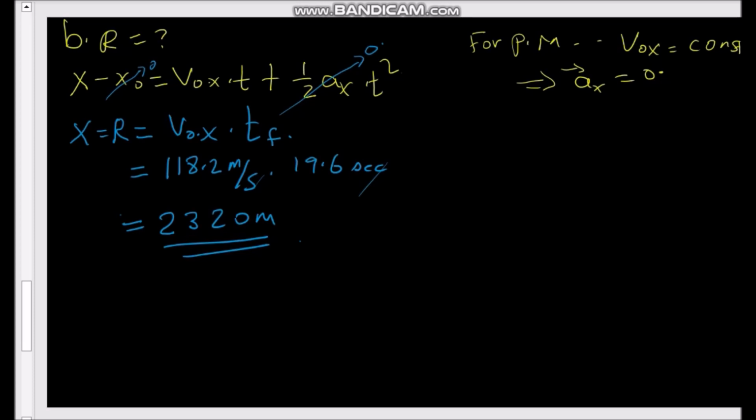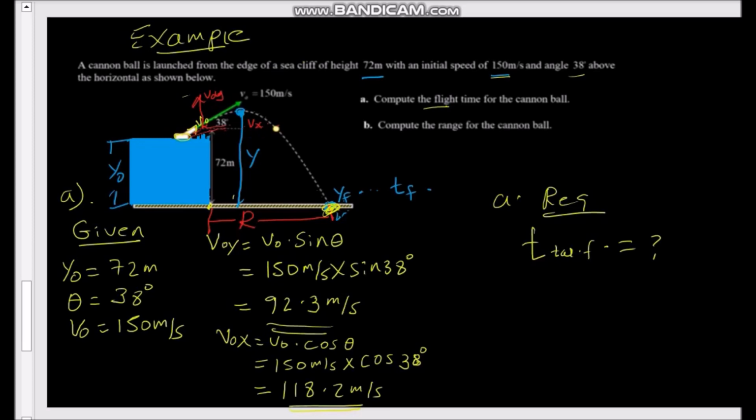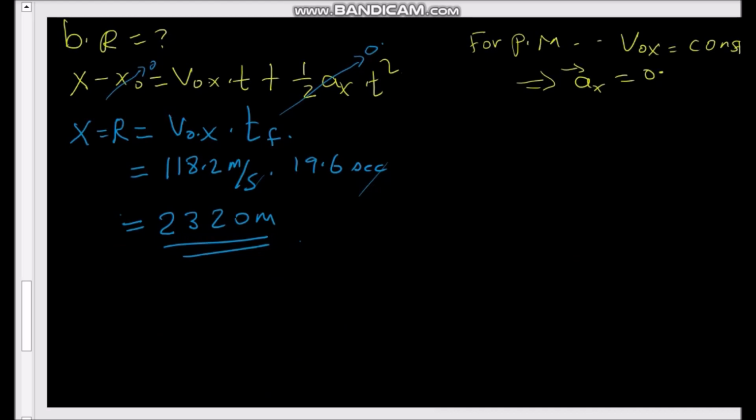So always don't forget to calculate the initial velocities across the vertical and the horizontal. Always. So simply we put what we calculated there. Okay, all right, that's about some parts of the calculation.